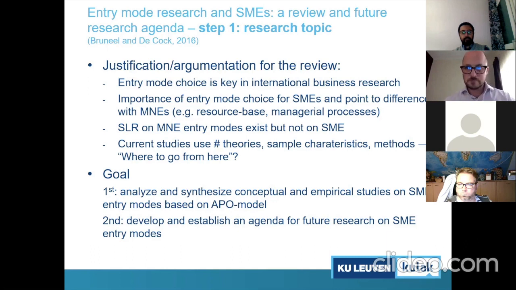What we did here in the study is we used the APO model, which is antecedents, processes, and outcomes. And in your introduction, of course, you state clearly that you're going to develop an agenda for future research. And you also already give a couple of pointers of what are some of the most compelling directions that you develop in greater detail in the paper. So this is step one, which is the justification of the research topic.